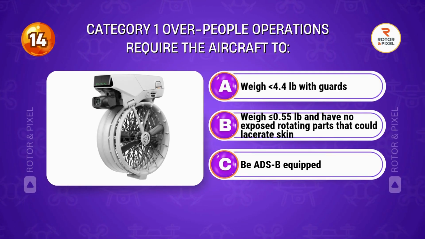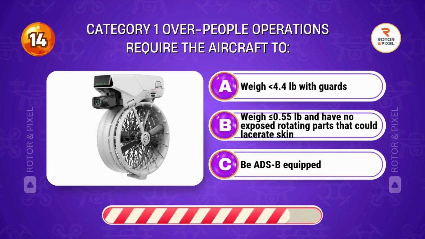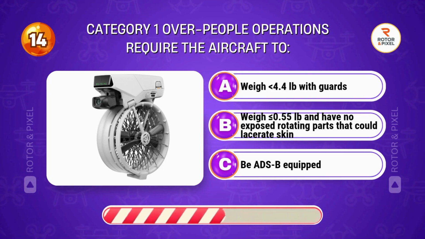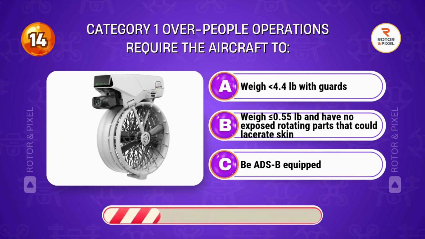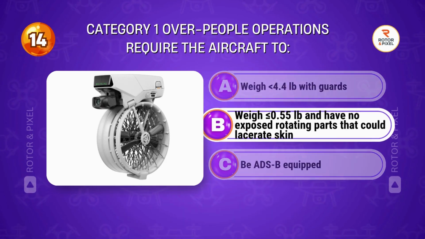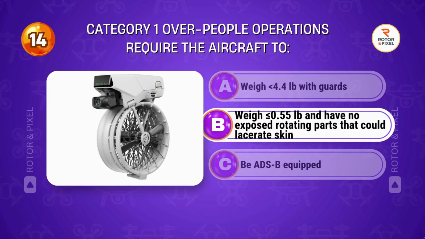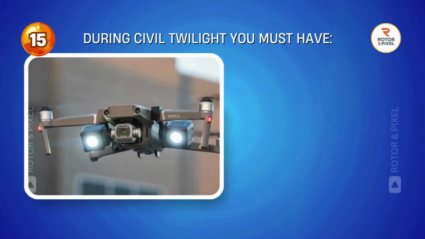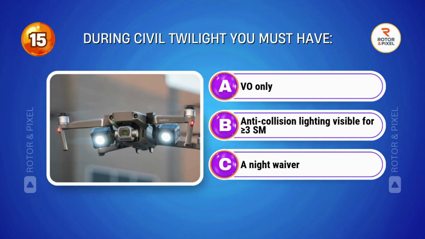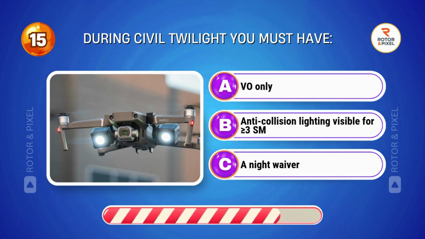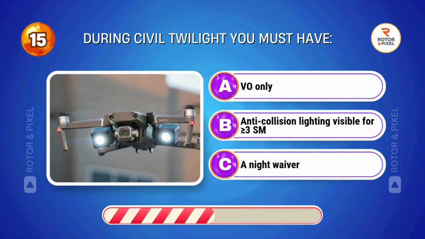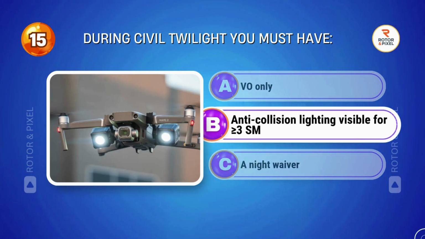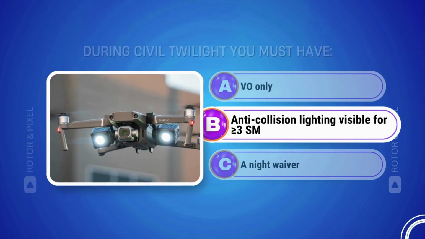Category 1 over people operations require the aircraft to... Answer B, weigh less than or equal to 0.55 pounds and have no exposed rotating parts that could lacerate skin. During civil twilight, you must have... Answer B, anti-collision lighting visible for greater than or equal to 3 nautical miles.